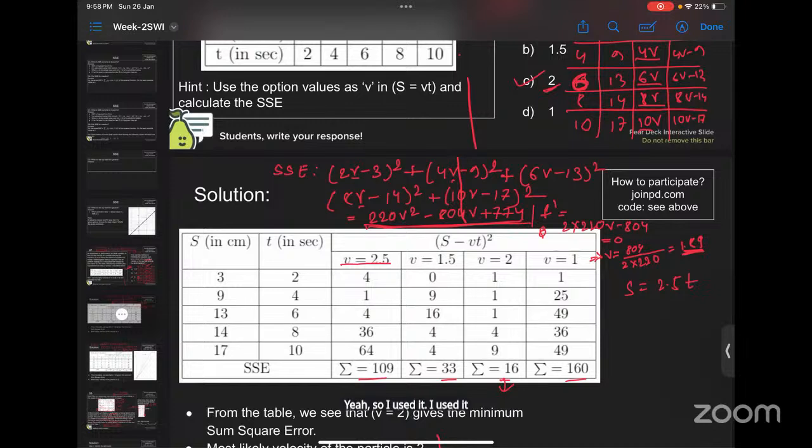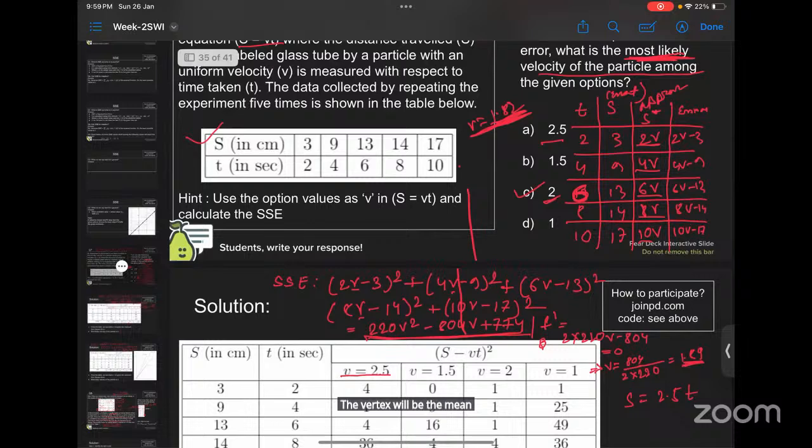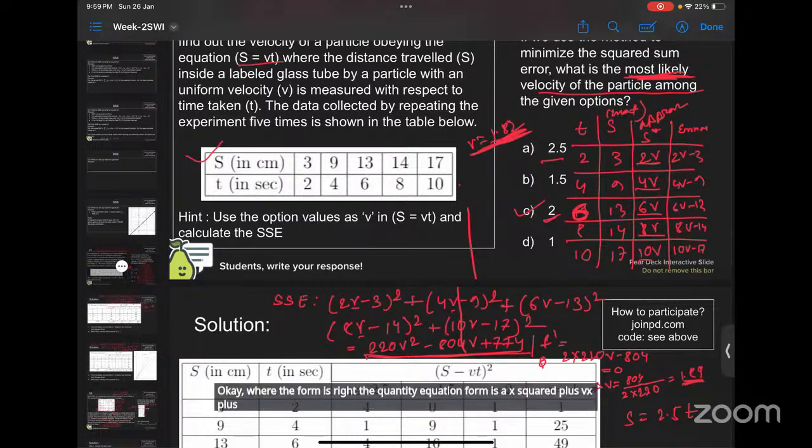Here we are calculating the critical point and we are using the double derivative test. But also you can consider a quadratic equation as a parabola. Then the vertex will be the minimum, and the vertex is just minus b by 2a. Where the quadratic equation form is ax square plus bx plus c. If this is your quadratic equation, the minimum will be minus b by 2a.